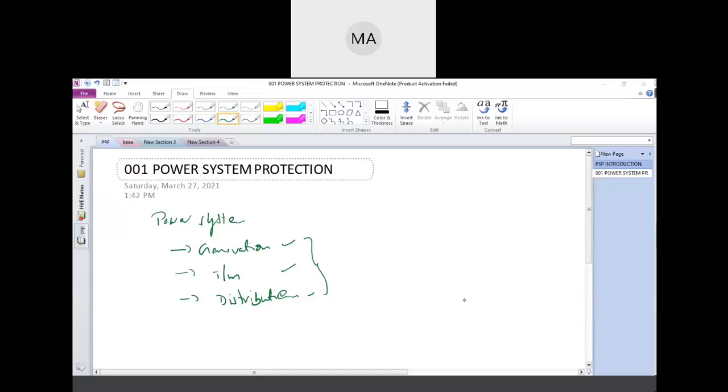In this class, the topic is power system protection. First, what is meant by a power system? Power systems deal with generation, transmission, and distribution. First, we have learned about generation. In generation, we have thermal power plants, tidal power plants, nuclear power plants, and diesel power plants, right?